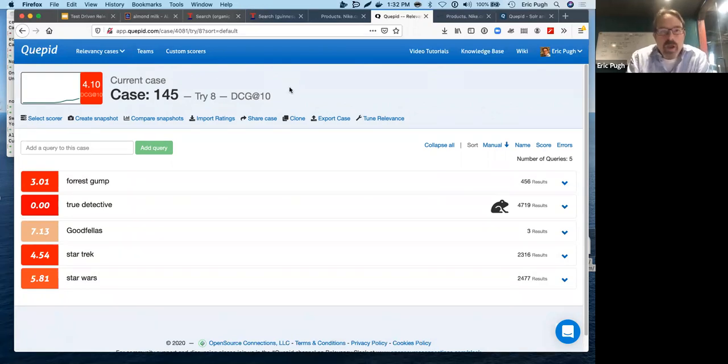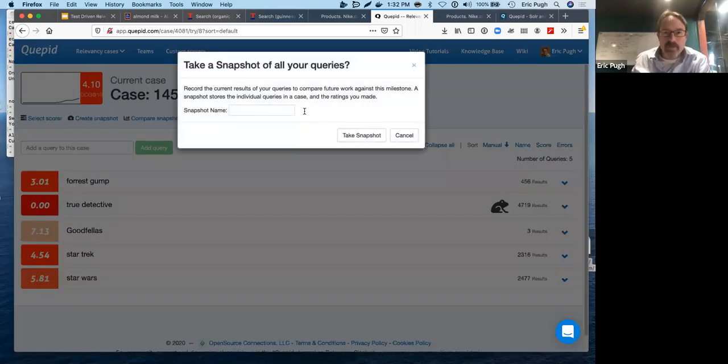So now I'm going to show you something real quick. Now that I've got my measurement taken care of, I'm going to show you how I might try to improve the search results and how I would measure that to know that I did it. So first off, I'm going to go ahead and make a snapshot.